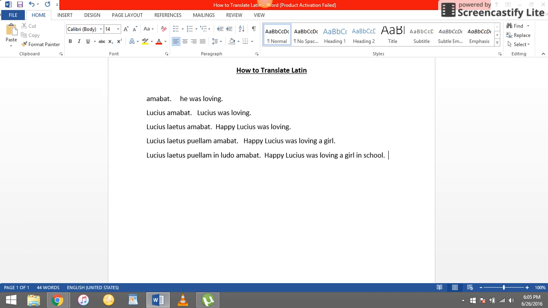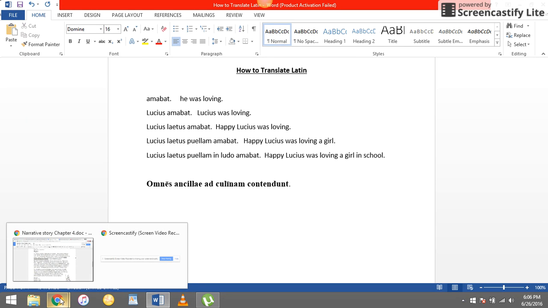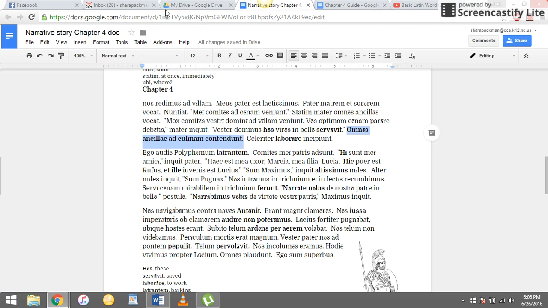Now, let's look at a sentence from your story. There's a good sentence from your story that I just copied and pasted. Let's make it bigger. And all right, so here are the steps to translate a Latin sentence. I'm going to number them for you so you can figure this out. You will always need your noun chart. Let me see if I can find it.